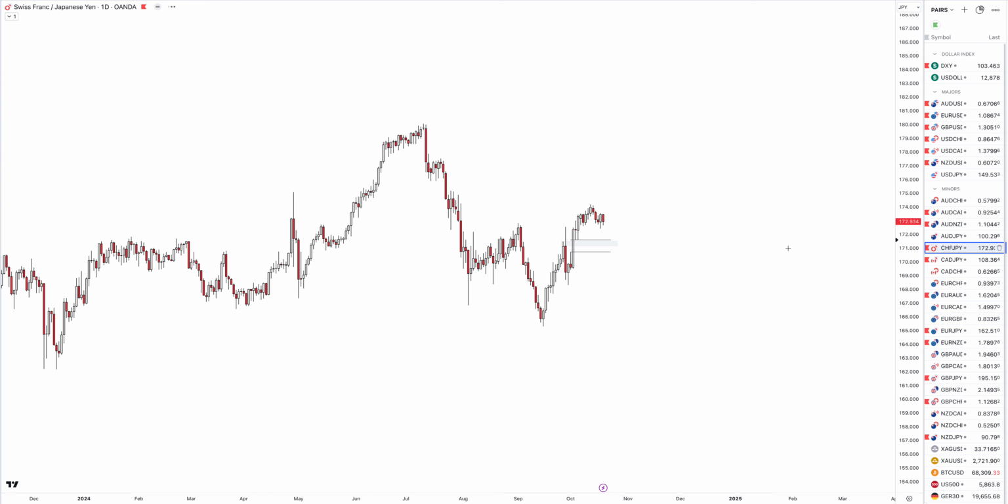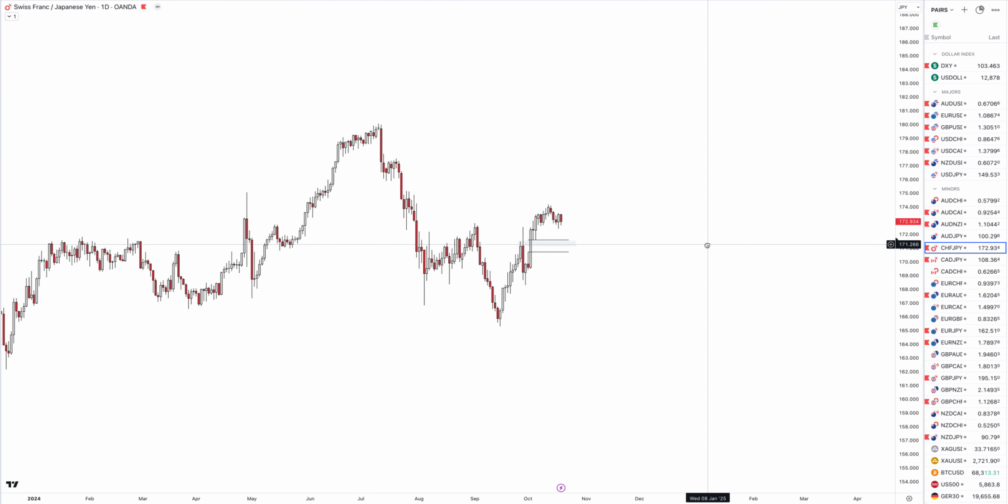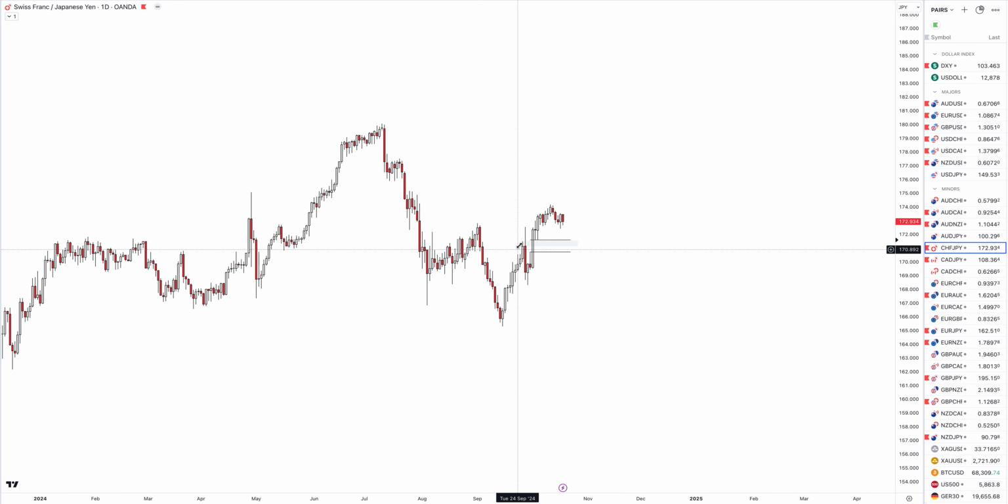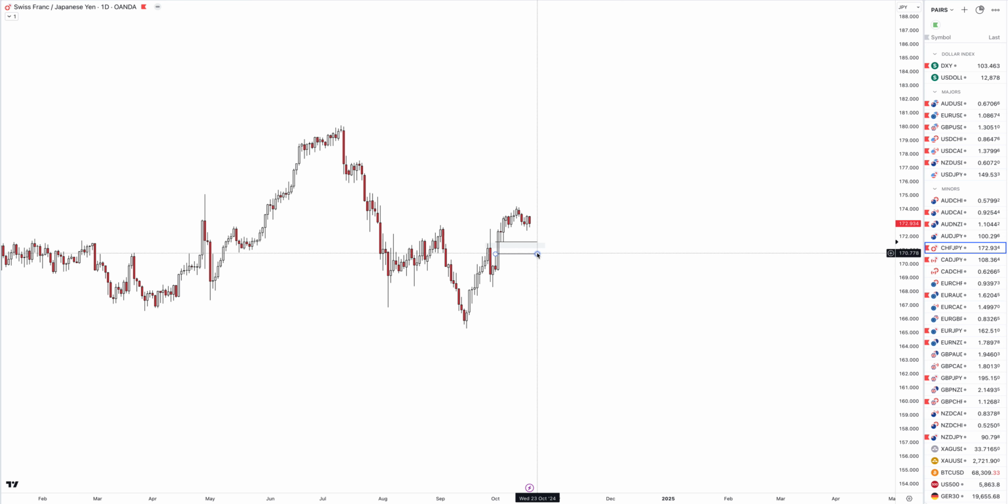Next pair that I am watching is Swissy JPY on the daily time frame. We can see we've got this imbalance over here. We've got a resistance level. Could price come down into this daily imbalance, using this previous resistance as support, taking out this liquidity over here? Once price taps into this level, I'm going to be looking for confirmation to go long.